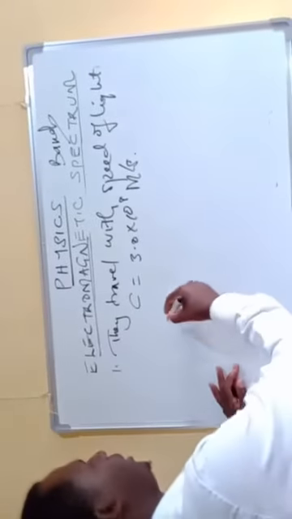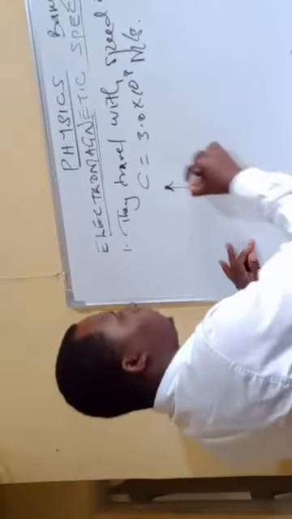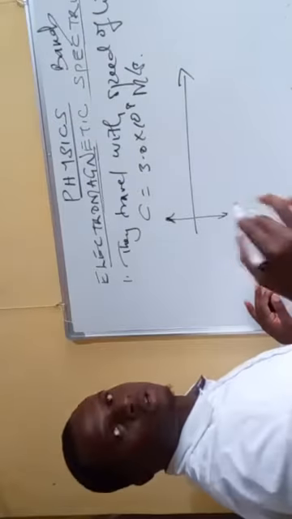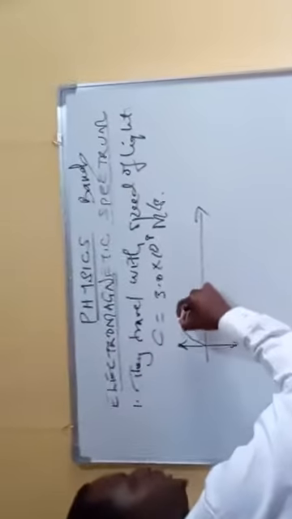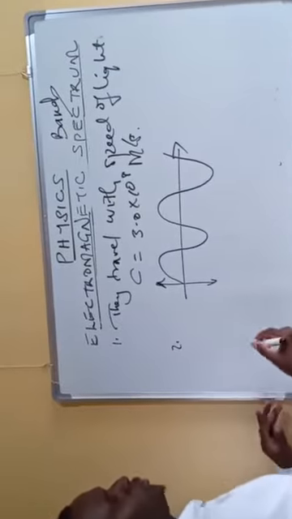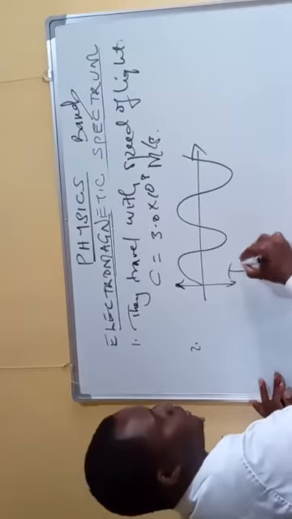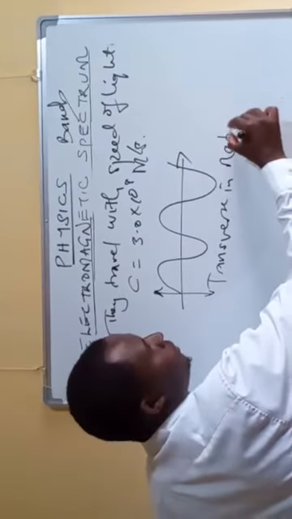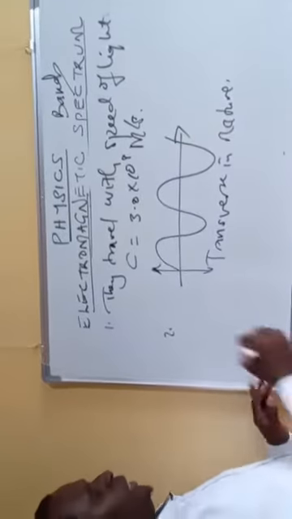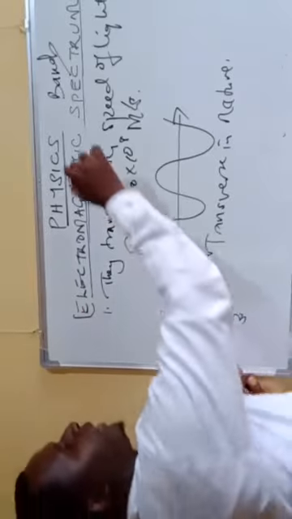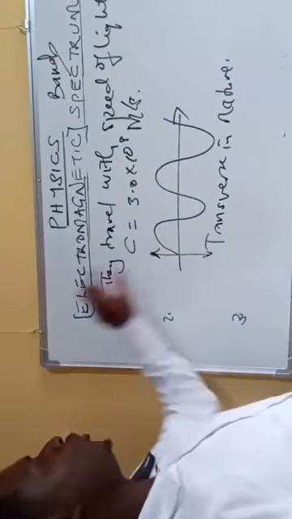That means that when they are moving, the direction of the wave is perpendicular to the oscillation of the particles, so that it will look like this. So property number 2 is that all these waves are transverse in nature.